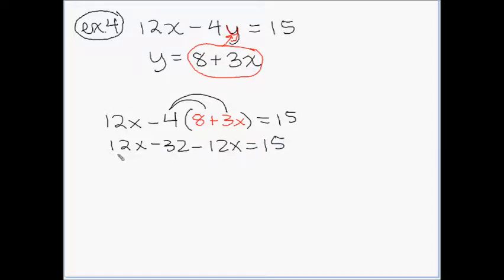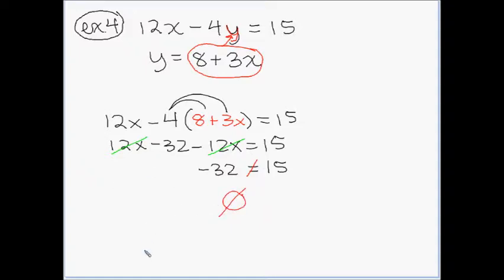Oh, look at this. 12x minus 12x. What happens to those? 12x minus 12x cancels out. So what do you do with that? All that's left over here is negative 32. All that's left over here is positive 15. No x's. Is this true or false? It is false. So this would have no solution.